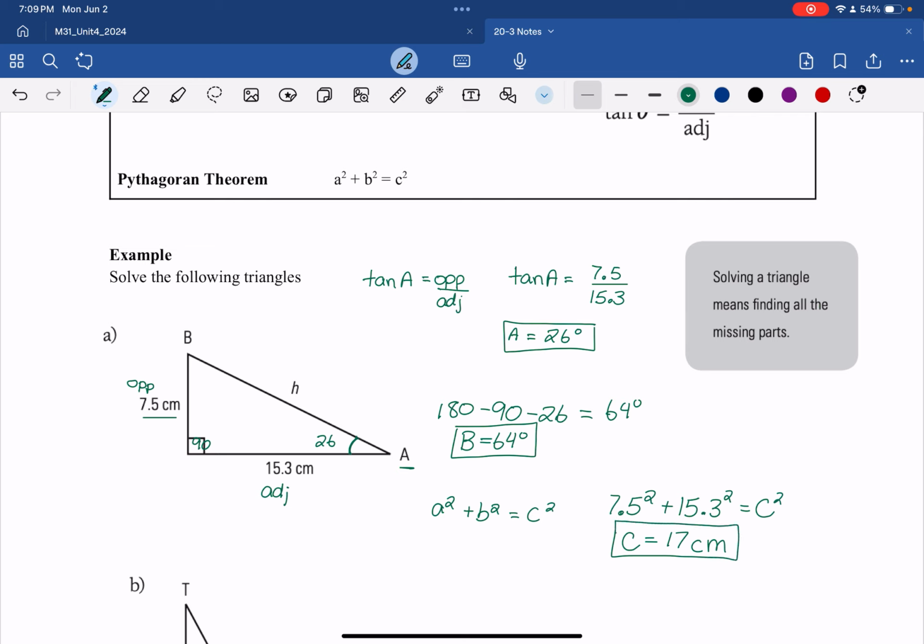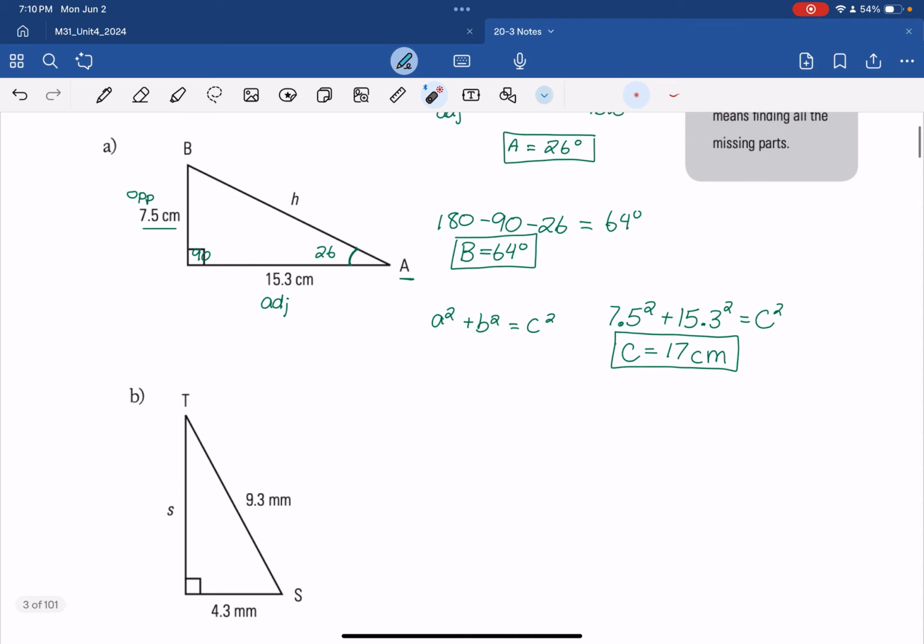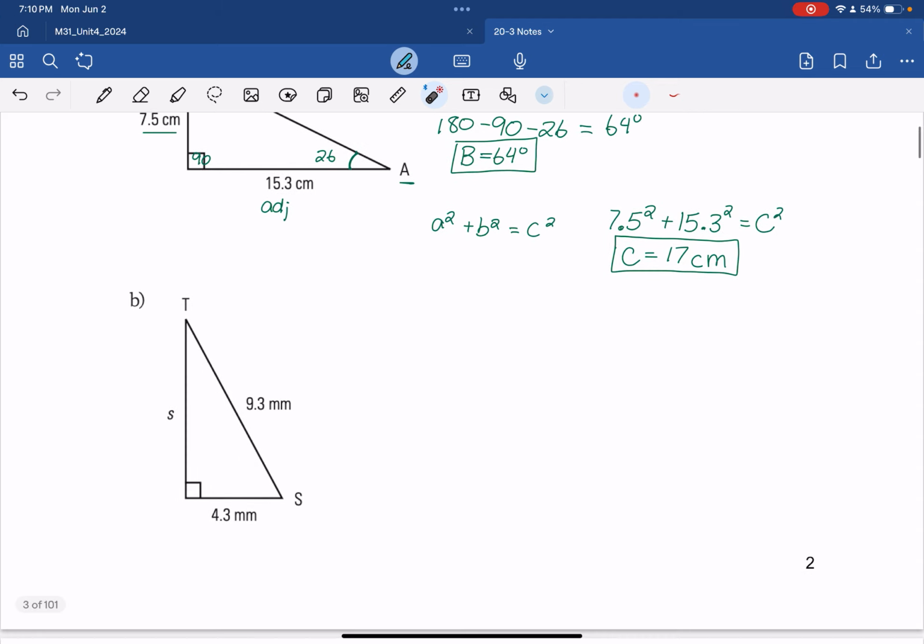And a good check for this is my hypotenuse, this side here, should be the longest side. So if I look at the other two side lengths, 7.5 and 15.3, they're shorter than 17, which makes sense. If I got a side that was shorter than the other two, I've probably made a mistake somewhere. Okay, let's try our next one here.